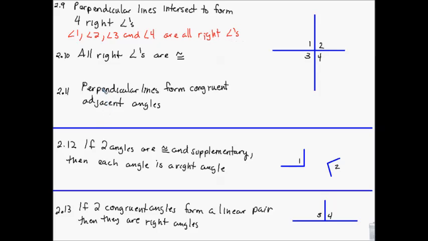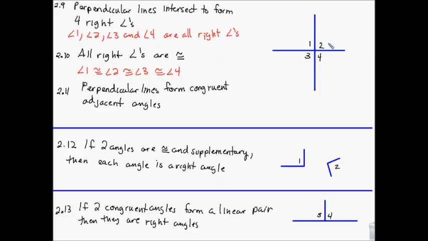Okay. All right angles are congruent. Well, this also makes sense because a right angle is 90 degrees, and if you're 90 degrees, you're congruent to everything else that's 90 degrees. So angle 1 would be congruent to angle 2, and angle 3, and angle 4. And then perpendicular lines intersect to form congruent adjacent angles.